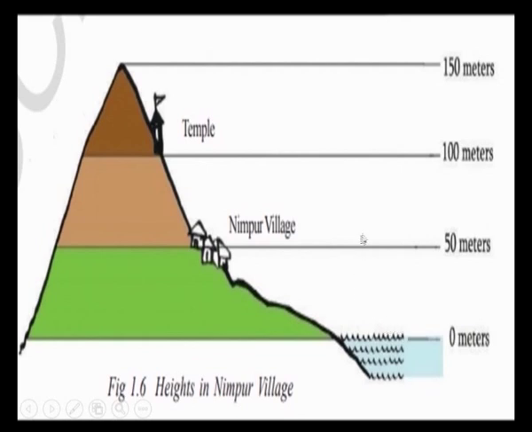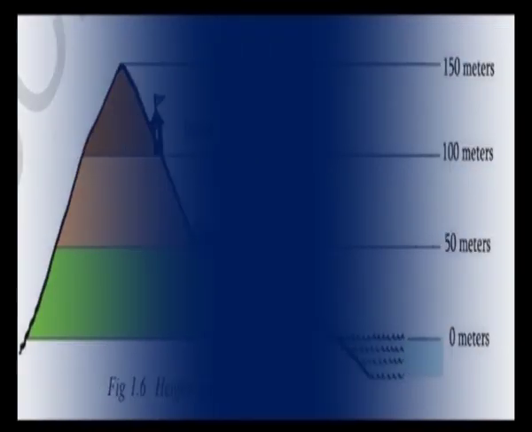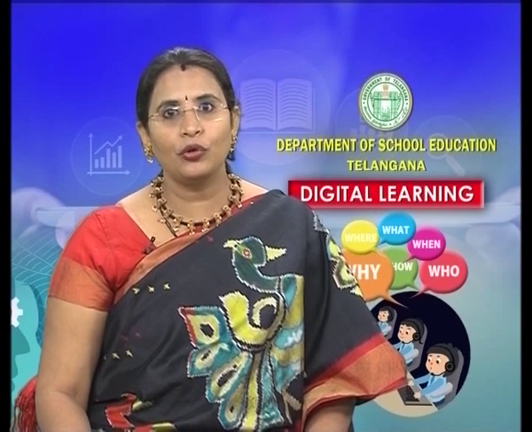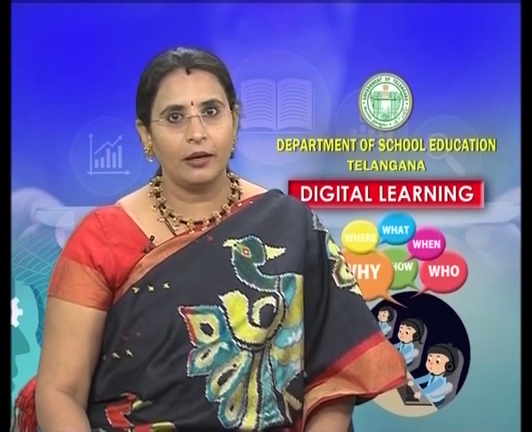So, whenever you are measuring the height of a particular place, you have to measure it from the sea level. So, these 100 meters are from these 0 meters. From these 0 meters, at the height of 100 meters, there is a temple. When you go further to 150 meters, you will be reaching the peak of the mountain. Now, children, these heights I have tried to show you using a picture. Similarly, now we will be learning how to show the height of a particular place on a map.